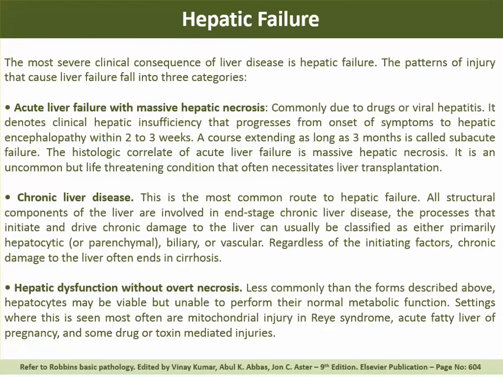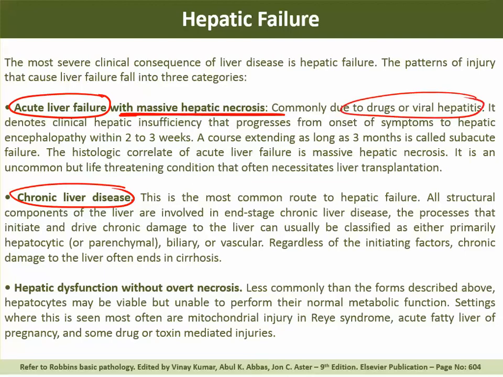So let us discuss the different types of hepatic failure. We divide them into acute liver failure and chronic liver failure. Acute liver failure, if it produces massive hepatic necrosis, is highly dangerous. It is most commonly due to drugs and viral hepatitis, and it produces hepatic insufficiency.